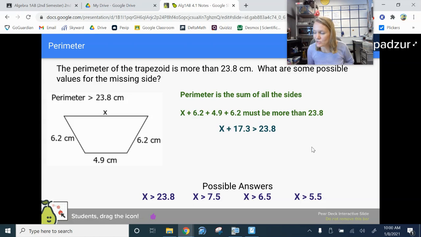Right? Think about this, guys. If you T-chart this, and you're trying to get x by itself, and you're getting rid of the 17.3, is x going to be 23.8? If you get rid of 17.3 from 23.8. T-chart. You are going to subtract your 17.3 from both sides. So your answer is not 23.8. So if you subtract, type it in.